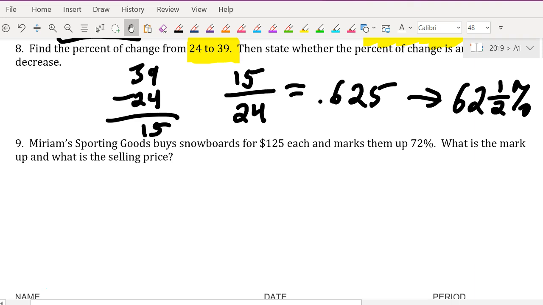Okay, Miriam Sporting Goods buys snowboards for $125 each and marks them up 72%. Wow, that's a lot of money. Okay, so how do we do that in one step? Who knows? Dylan, you think so? Go ahead. No. Richie. That's going to give you the markup, but that's not going to give you the selling price. Oh yeah, they asked you for 2 answers here. Yeah, selling price.